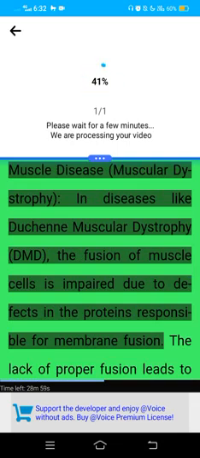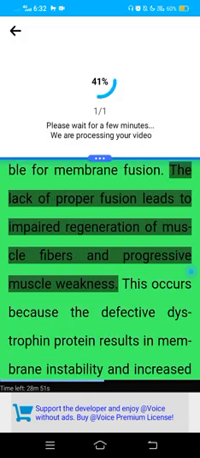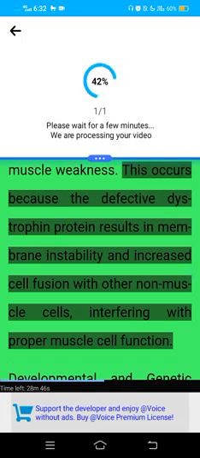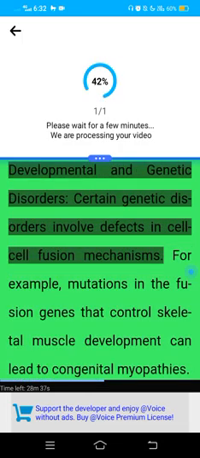Muscle disease, muscular dystrophy. In diseases like Duchenne muscular dystrophy (DMD), the fusion of muscle cells is impaired due to defects in the proteins responsible for membrane fusion. The lack of proper fusion leads to impaired regeneration of muscle fibers and progressive muscle weakness. This occurs because the defective dystrophin protein results in membrane instability and increased cell fusion with other non-muscle cells, interfering with proper muscle cell function.